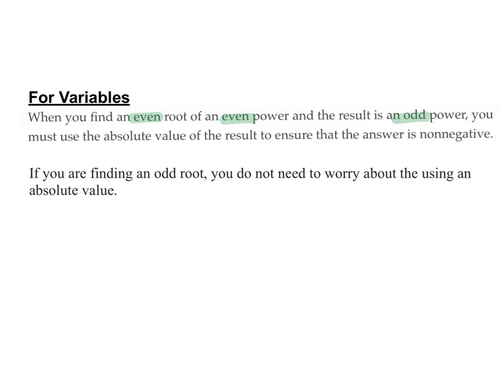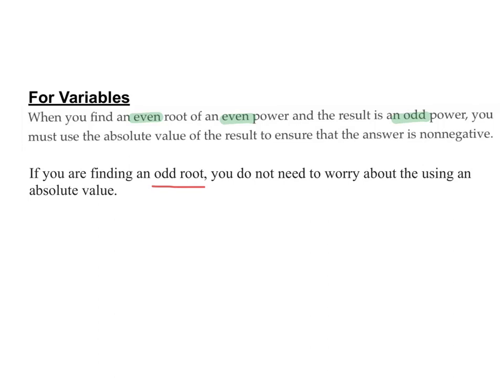If it's an odd root, if the index is odd, we don't need to worry about absolute values. The only time you have to worry about absolute values is if the index is even, and then you only have to worry about it if the power on the inside is even and the answer is odd. And when we look at an example, I will show you what I mean. I wrote the word variables and then I didn't even pay attention to my own notes. This is for variables. And I'll explain exactly why we have to watch for that.